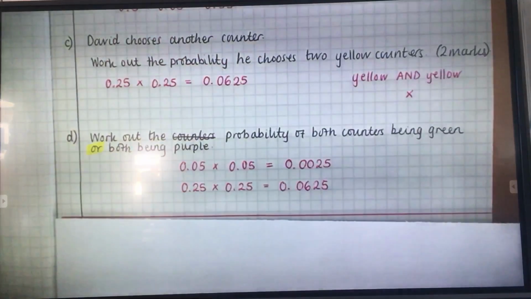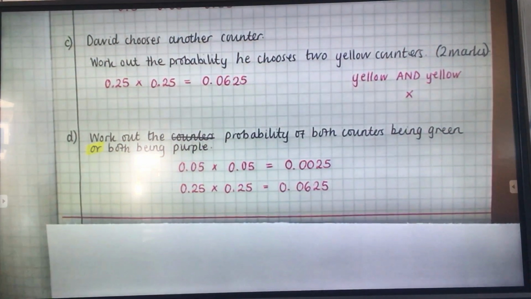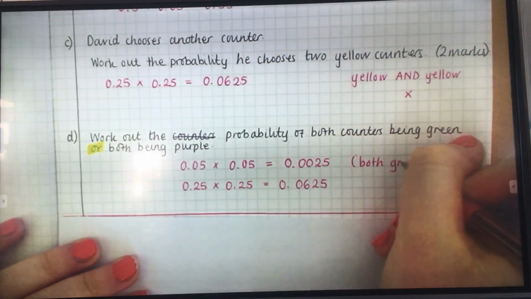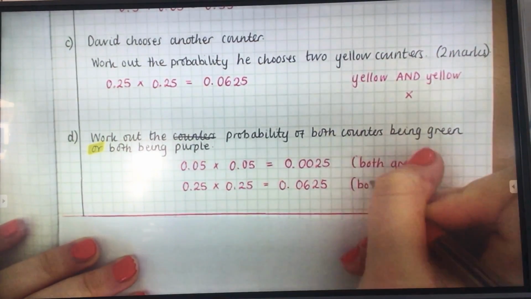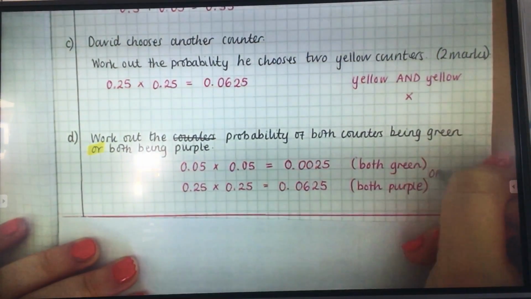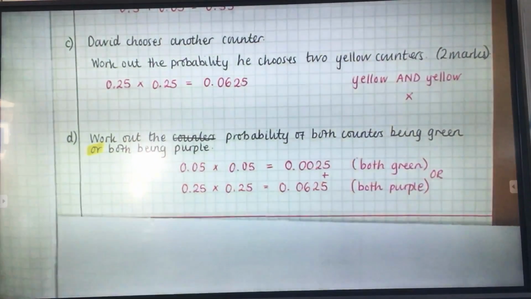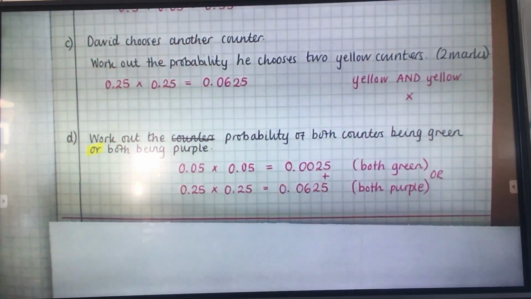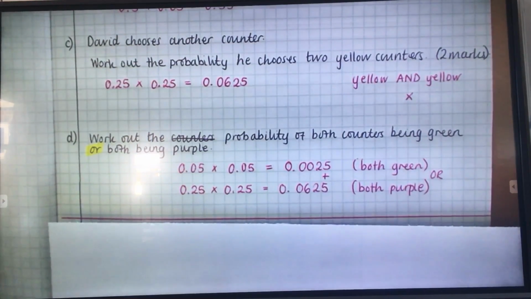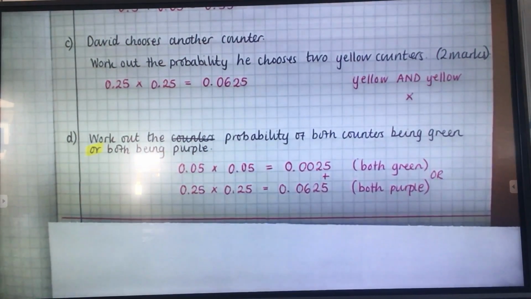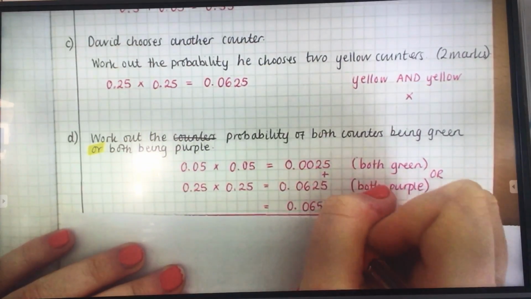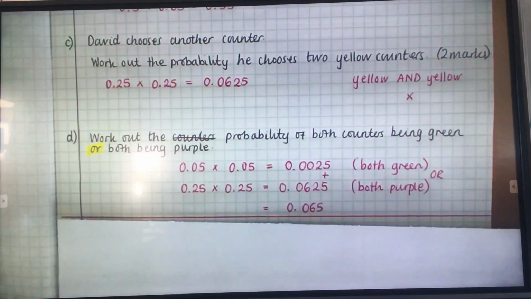Now, we're not finished because we want the probability of both green or both purple. So we also now have to use our OR rule, okay? So we've done the AND rule to work out both being green, and we've used the AND rule to work out both being purple. But if you want both green or both purple, that means that we have to add these probabilities, because the OR rule means that you add. So you get 0.0025, add 0.0625, gives you 0.065, okay? So that is your final answer.